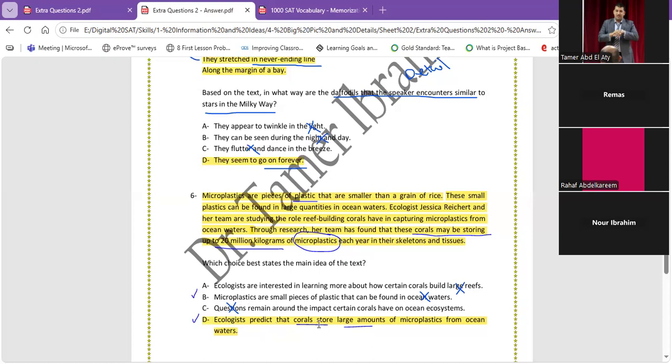Ecologists predict that corals store large amounts. Yes, it is mentioned here: large amounts of microplastic from ocean water. It can be. So now we are between B and D. We're going to read the whole thing.